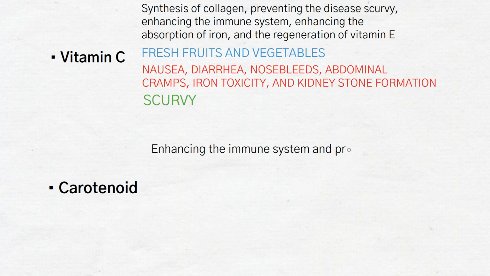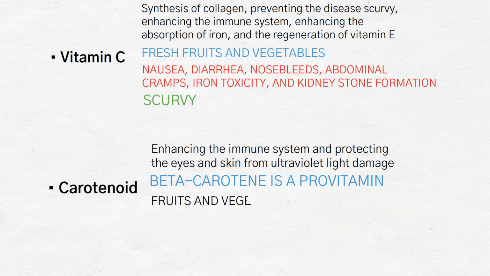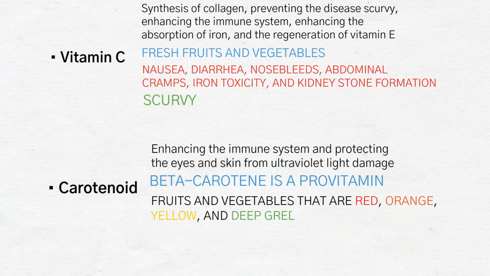Functions of carotenoids in general include enhancing the immune system and protecting the eyes and skin from ultraviolet light damage. Some carotenoids, such as beta-carotene, can be converted by the body into vitamin A. Beta-carotene is a provitamin, inactive precursors that must be converted to the active form of a vitamin in the body. Beta-carotene is most effective against oxidation in cell membranes. Sources of beta-carotene include fruits and vegetables that are red, orange, yellow, and deep green in color.